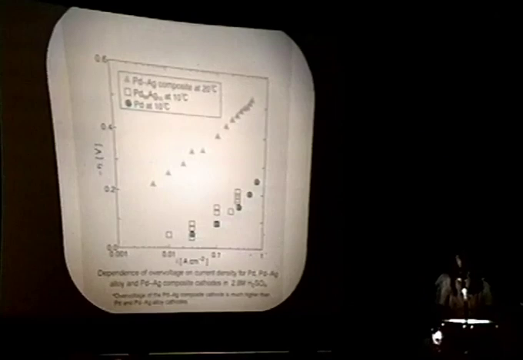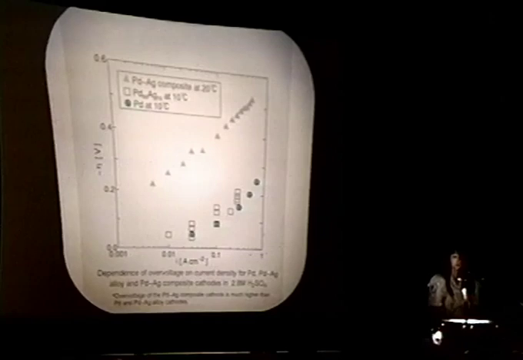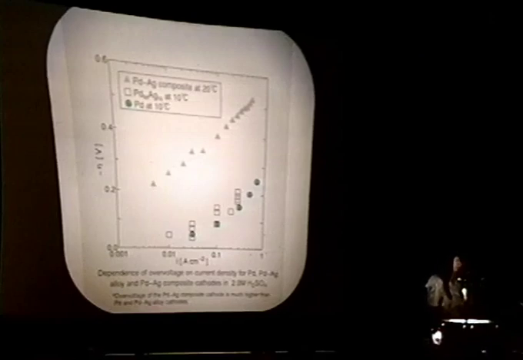This figure shows dependence of overvoltage on current density for palladium, palladium silver alloy, and palladium silver composite cathode in 2.8 molar sulfuric acid. Overvoltage of the palladium silver composite cathode is much higher than palladium and palladium silver alloy cathodes.